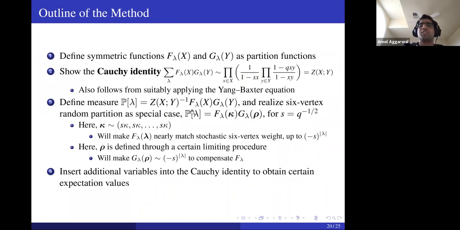Okay, so the point is that this measure lambda, the partition lambda that I was originally interested in, is a special case of this measure by specializing the x and y appropriately, namely according to this kappa and rho. So I have these symmetric functions. They have a quotient entity. The quotient entity gives rise to a measure, and this measure is related to the probability distribution I was interested in before. And the fourth step is to now insert additional variables into the quotient entity to obtain certain expectation values. So let me now describe how that works.